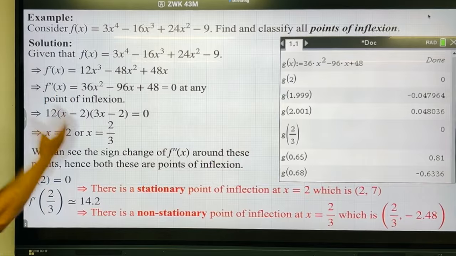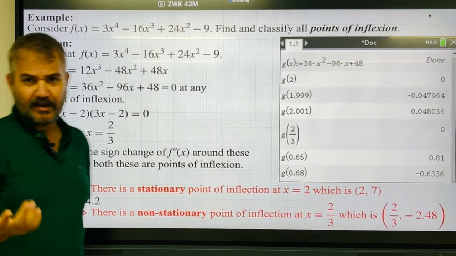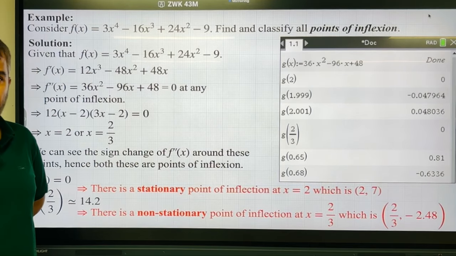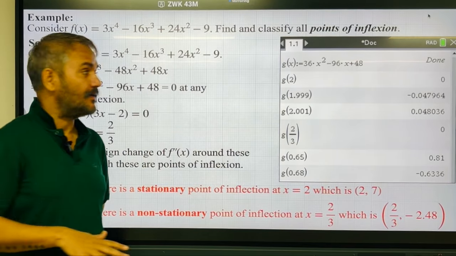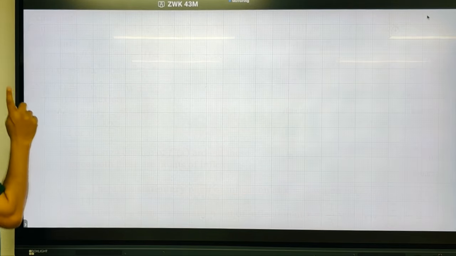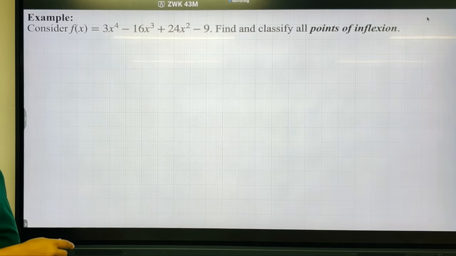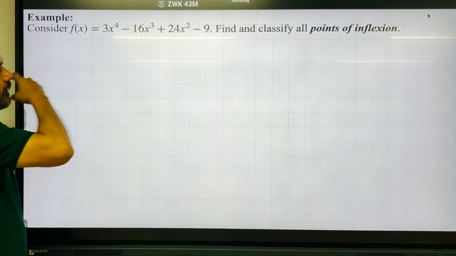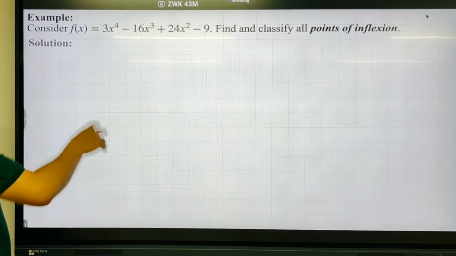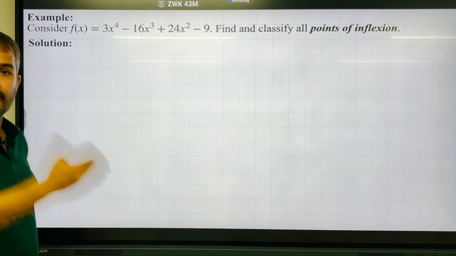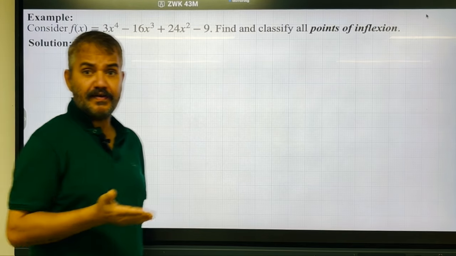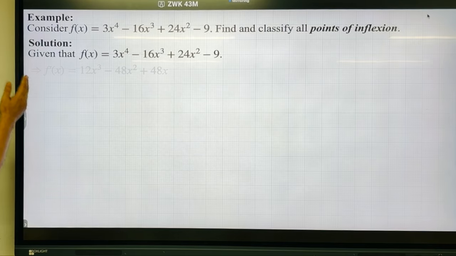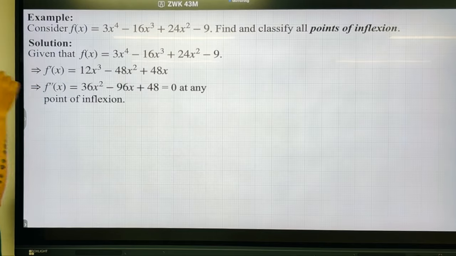Now, we can check whether it is a point of inflection or not with another method using the first derivative. How do we do that? Let's take the same example. This is a function, find and classify all points of inflection. So we start in the same fashion. We find the first derivative, then we find the second derivative and put the second derivative equal to 0.